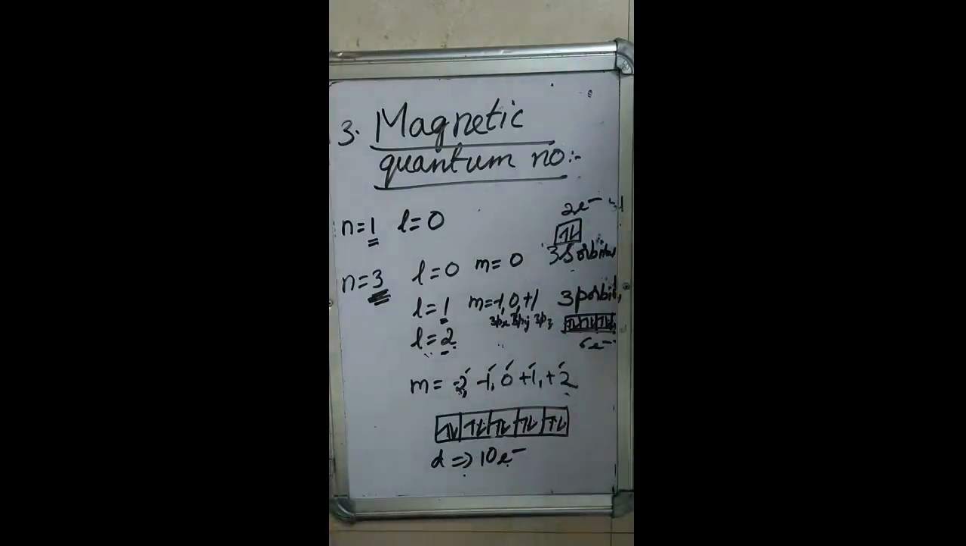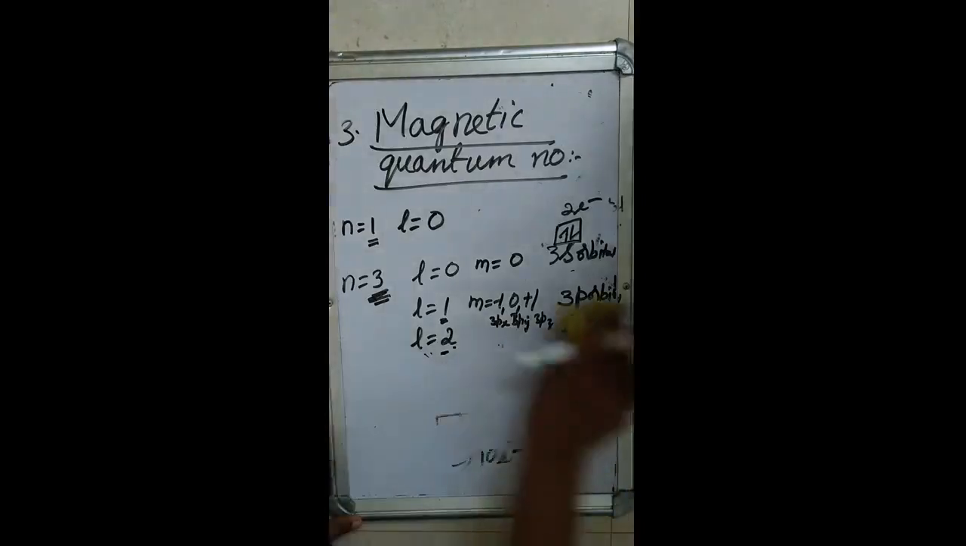Okay, same thing. F orbital contains 7 boxes. 1, 2, 3, 4, 5, 6, 7. So each accommodates 2 electrons. So how many electrons does F orbital contain? Total 14 electrons. I hope you understood the concept.